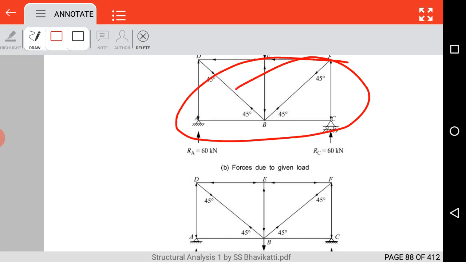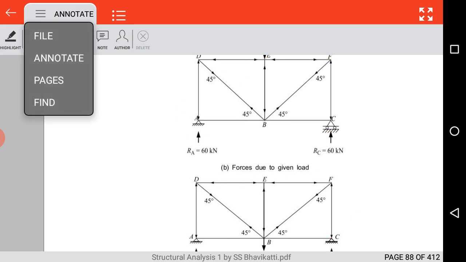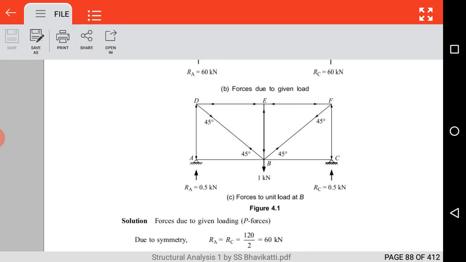values of force P, that is the force in each member, the stress due to the external load, and from the second figure we will be calculating the value of K, that is the stress due to the unit point load acting at the point B. So now let us start it.